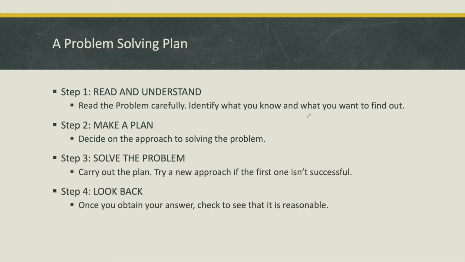Steps 3 and 4 kind of go along, and they're the later steps. Step 3 is to solve the problem, and we do this by carrying out the plan that we made in step 2. If it doesn't work, we try a new approach if the first one wasn't successful. The fourth step is looking back and checking to make sure our answer is correct. Once you obtain your answer, check to see if it is reasonable. Now that we have this, we'll do a practice problem that addresses all these 4 steps.